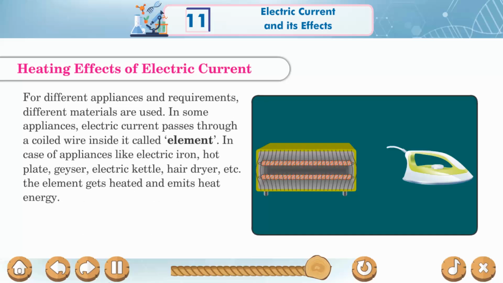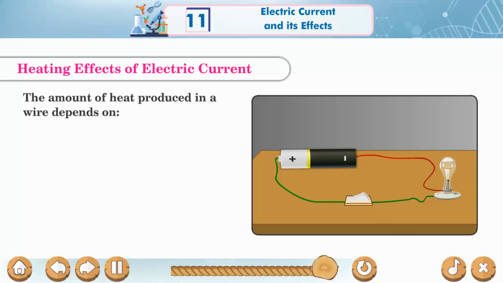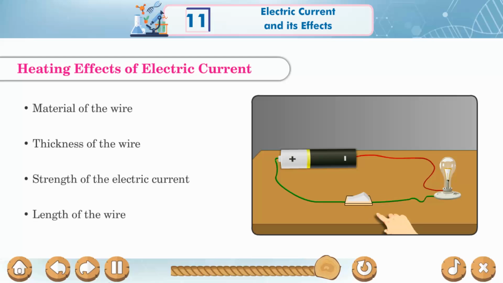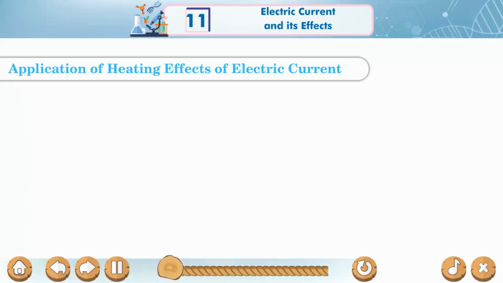For different appliances and requirements, different materials are used. In some appliances, electric current passes through a coiled wire inside it, called an element. In appliances like the electric iron, hot plate, geyser, electric kettle, hair dryer, etc., the element gets heated and emits heat energy. The amount of heat produced in a wire depends on the material of the wire, the thickness of the wire, the strength of the electric current, and the length of the wire.